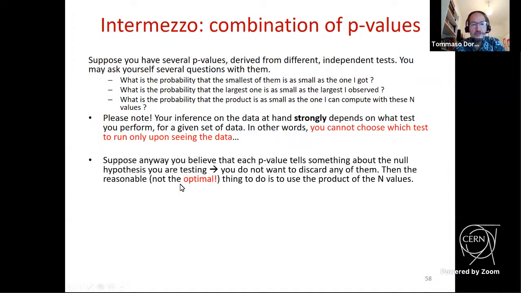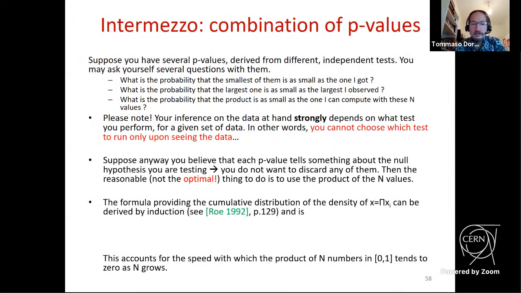But let's suppose anyways that you believe that each of these p-values carries information on discrimination of some new physics process from the standard model or something else. So you don't want to focus only on one of them, on the smallest maybe. You want to let all of them speak. So maybe one thing that you want to do, not optimal, because there is no optimal thing to do. As I said, in a goodness of fit test, you don't know what's the alternative hypothesis, so you cannot define optimality, but you can try to use the product of the n p-values.